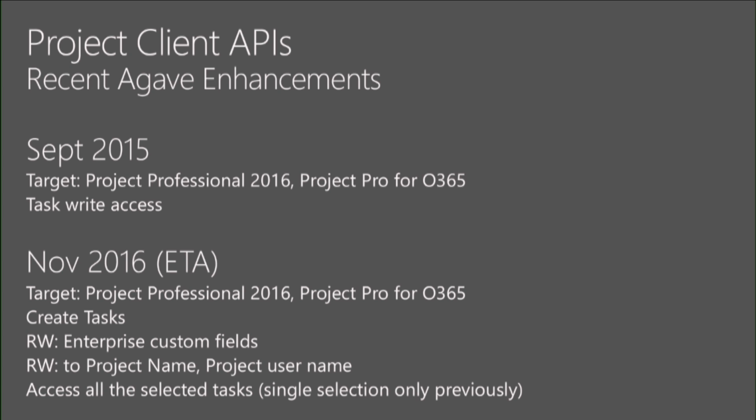And then in November, we will be shipping the API so that you can actually create tasks, because you weren't able to create tasks before. You'll be able to also interact with custom fields in the project. And obviously, a few additional fields like the project name, the current user signed in, etc. And in the past, you could only look at the one task that was highlighted, but now we will support being able to look at or manipulate all the selected tasks. So I'm going to show you a quick demo.